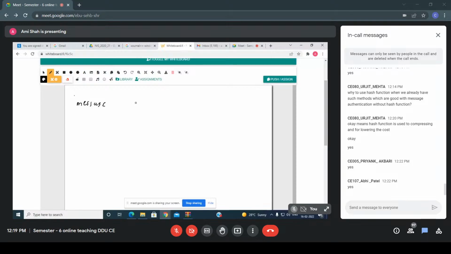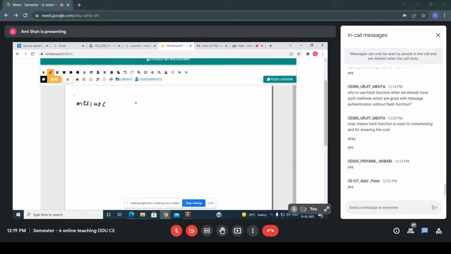How is the authentication done? For that, let's say these are Alice and Bob. For encryption, you have to remember that both parties agree on a common secret key K. Using this scenario, I want to explain message authentication and digital signature.